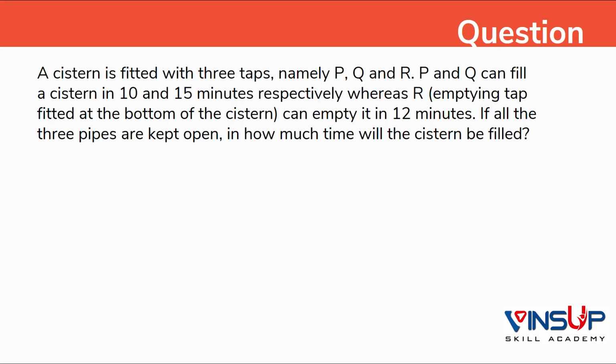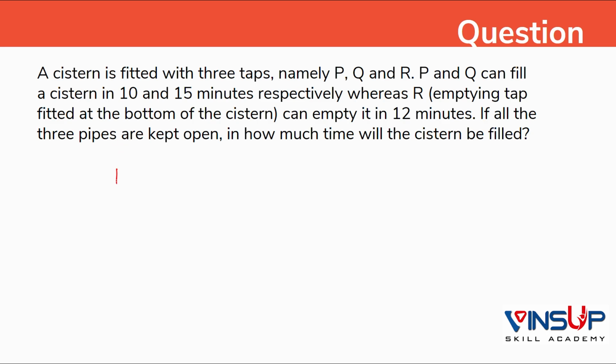Last question in this concept. A cistern is fitted with 3 taps, namely P, Q and R. P and Q can fill a cistern in 10 and 15 minutes respectively. And an emptying tap fitted at the bottom of the cistern can empty it in 12 minutes.